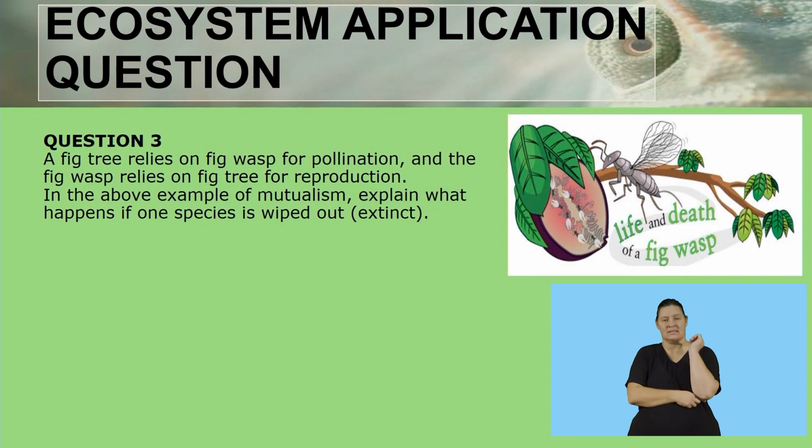Now coming to our last application question. Here a fig tree relies on the fig wasp for pollination, and the fig wasp relies on the fig tree for reproduction. In the above example of mutualism, explain what happens if one species is wiped out. So the fig tree relies on the wasp and the wasp relies on the fig tree for survival. So now, if one of them is wiped out, what happens then? Now we are going to look at the solution to our question.